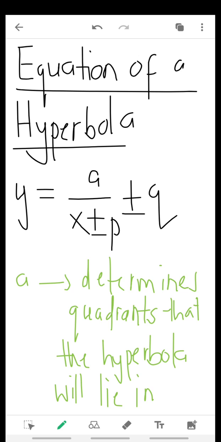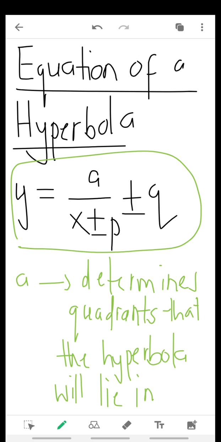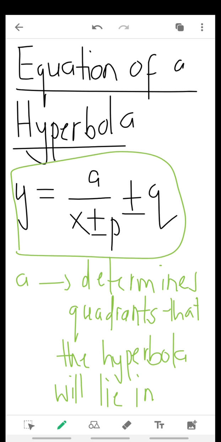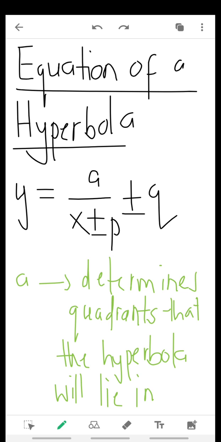Moreover, we can find the equation of a hyperbola. Remember, every function has its own rule or its own formula. The equation of a hyperbola is given by y equals a over x plus or minus p, plus or minus q. Let us look at each of the variables in this equation and try to understand them. So what is the function of a in this equation?